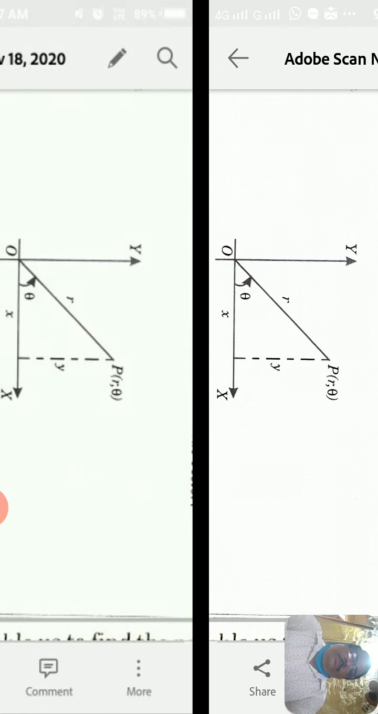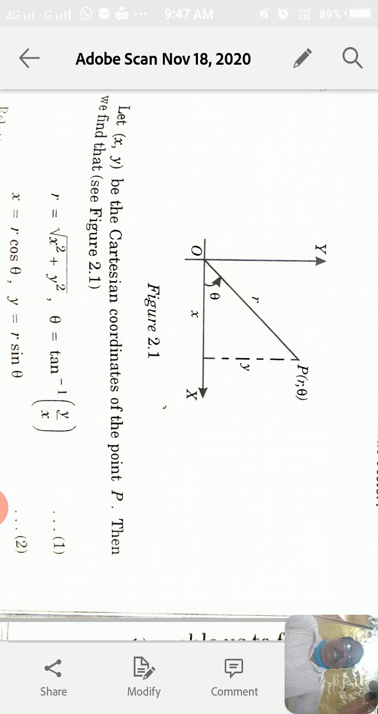Okay, so now from this figure, see here, this is a right angled triangle. From this right angled triangle, tan theta can be written as opposite by adjacent. That is, tan theta is equal to y by x, since opposite is y and adjacent is x. So theta is tan inverse of y by x.